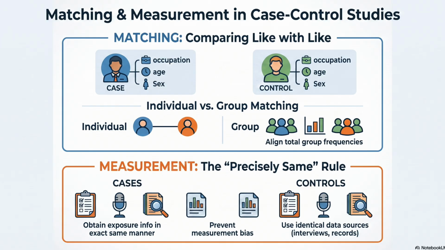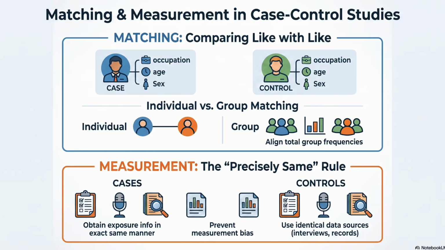After selecting participants, researchers compare like with like using a process called matching. Matching reduces the influence of factors that could distort the association between exposure and disease. For example, if age influences the disease, each case can be matched with a control of a similar age. The same can be done for sex, occupation, or other important variables. Matching may be done individually, where each case has a similar control, or by frequency matching, where both groups have similar overall characteristics.